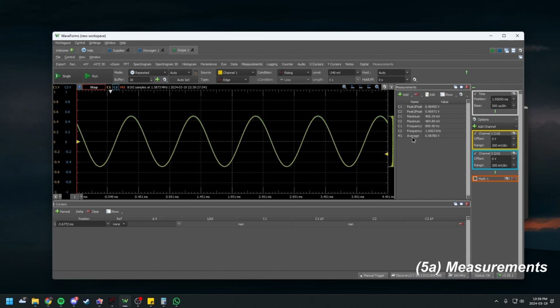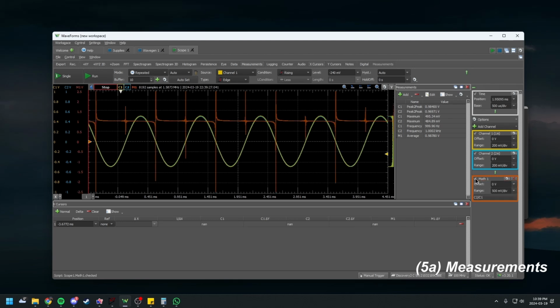We can also take an average of the relative gain, where we have a custom math channel that just divides V out over V in, where our average is 0.99, which is above our design specification of 0.9.